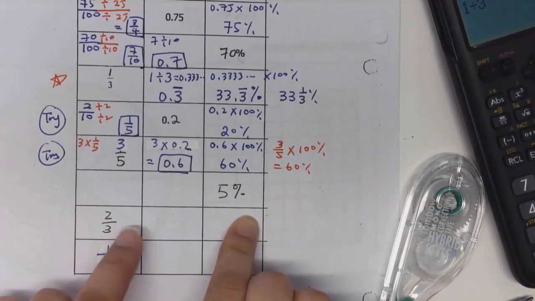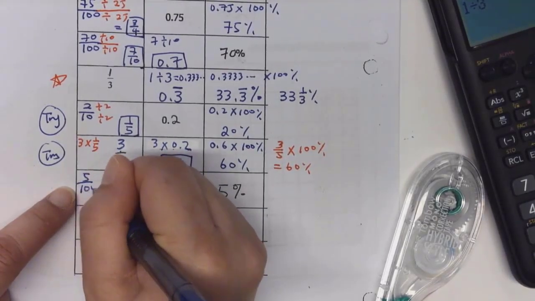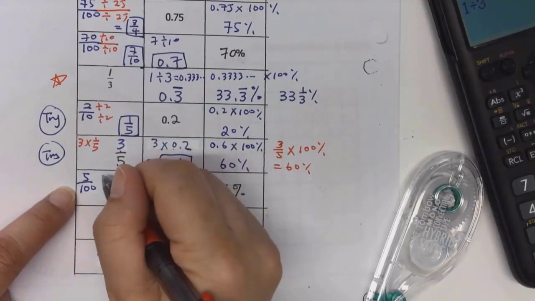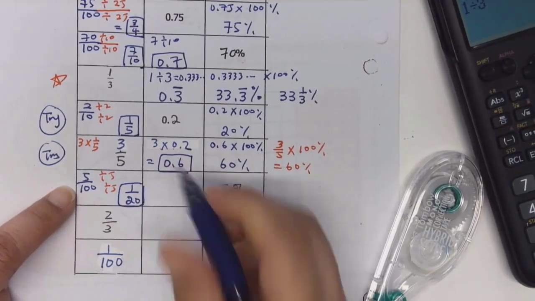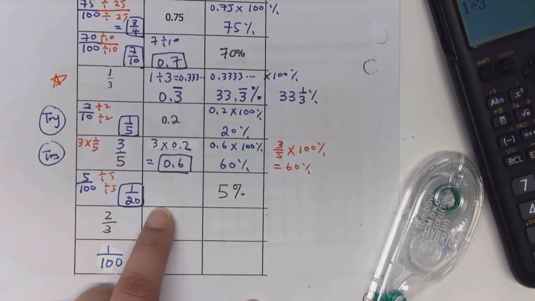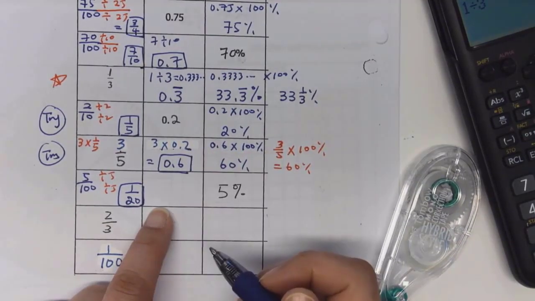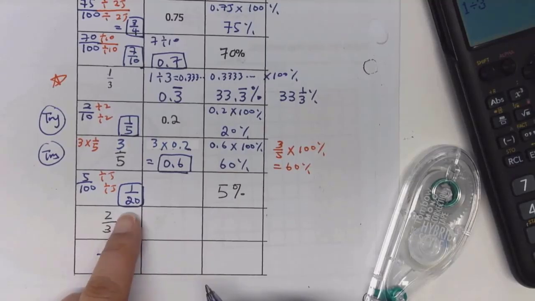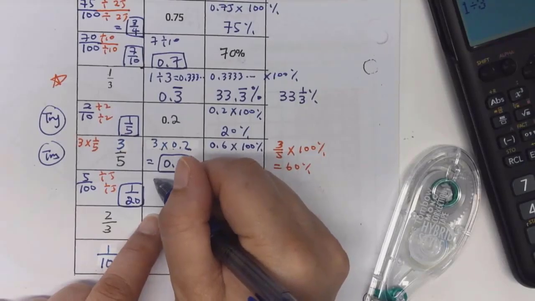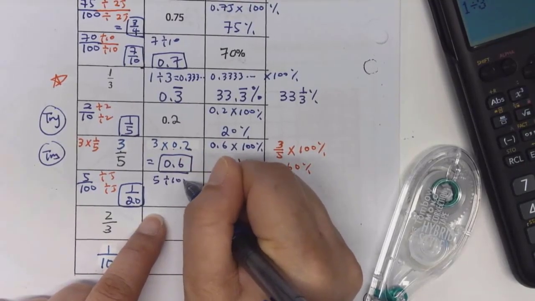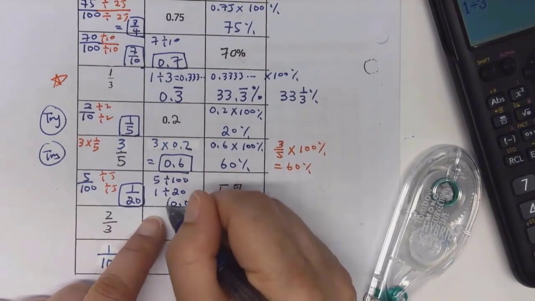All right, 5% is what fraction? 5 over 100. If you reduce it by 5, we will get 1/20. Okay, and what decimal number is that? How did you get that? Divide. What divided by what? Oh, 1 divided by 20. I was looking at here. So it could be 5 divided by 100 or 1 divided by 20, okay? Either way, you should get 0.05.